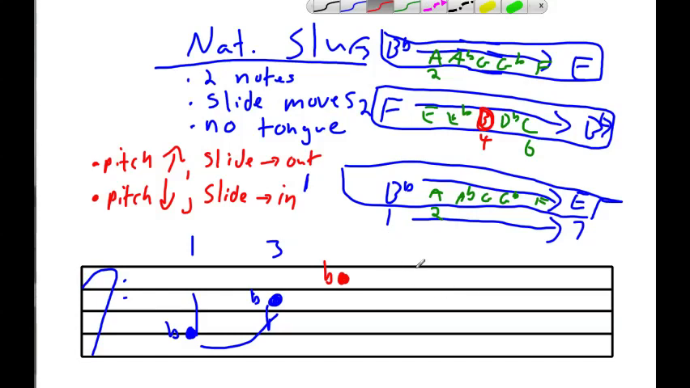And let's go to G flat down to a low B flat. Slurred. Let's put some stems here. So slur with slur marking. Pitch is going down. Slide is coming in from fifth position for the G flat into first position for the B flat, so that's going to be a natural slur.